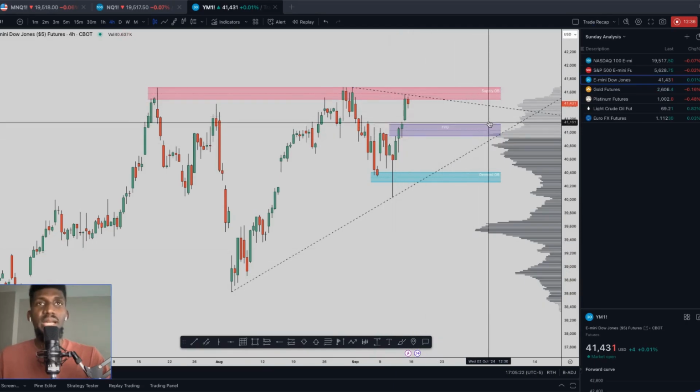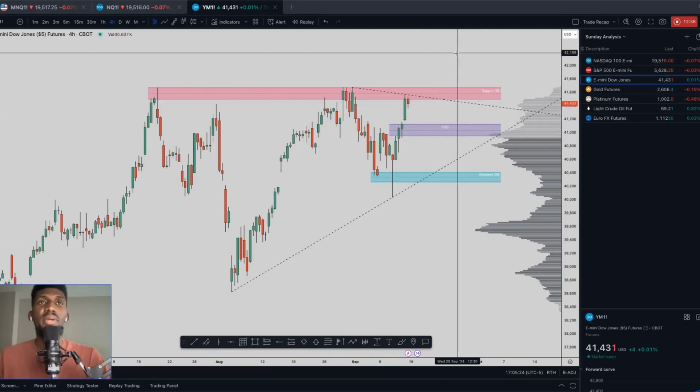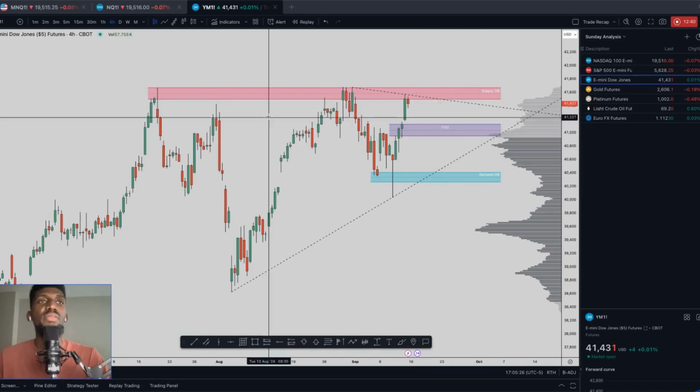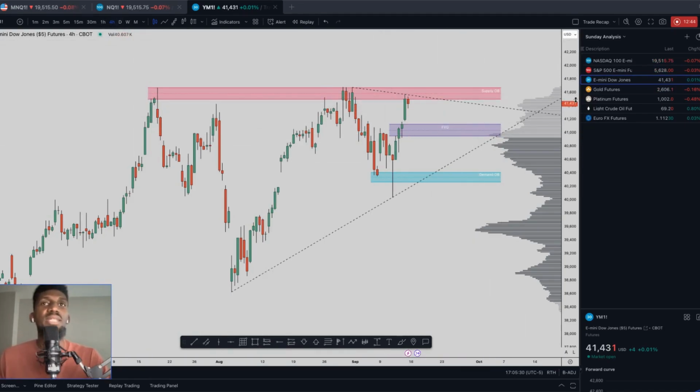So we'll see how we kind of play through these levels, if we break them or if we squeeze and consolidate over the next couple of days and hours. And then from there, move to the outside. And so that's what we have on the equities.